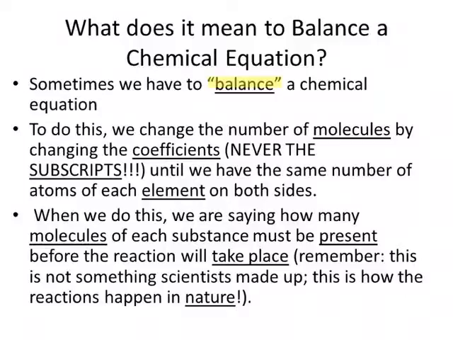Sometimes in order to get your number of atoms on the reactant side to equal your number of atoms on the product side, you have to add some coefficients, and that's called balancing the equation. To do that, you can only change the coefficients. You never change the subscripts, because if you change the subscripts, you're changing the whole identity of the molecule, and you don't want to do that. You just want to change the number of molecules that there are. So never, never, never change the small numbers, only add big numbers.